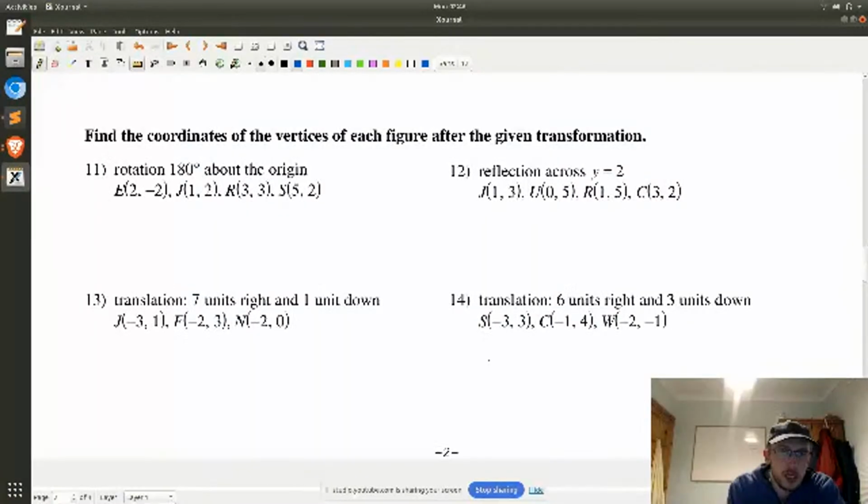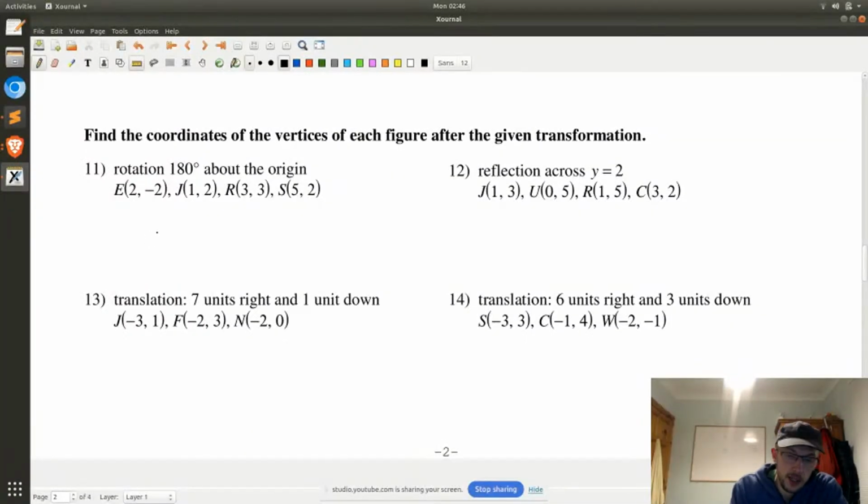There. Find the coordinates. Okay, this is what I really like. Find the coordinates of the vertices of each figure after the given transformation. Rotation 180 degrees about the origin. Okay, so I have to think.